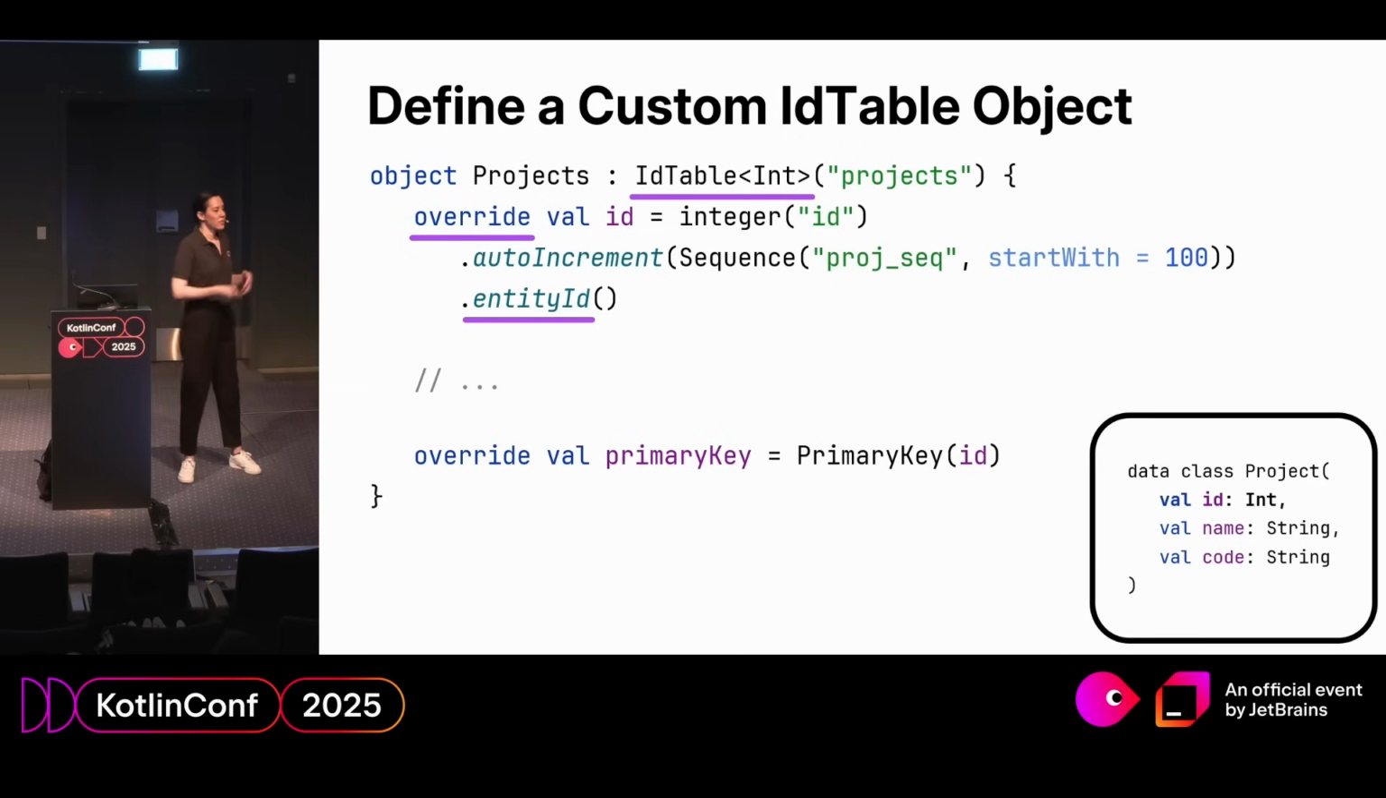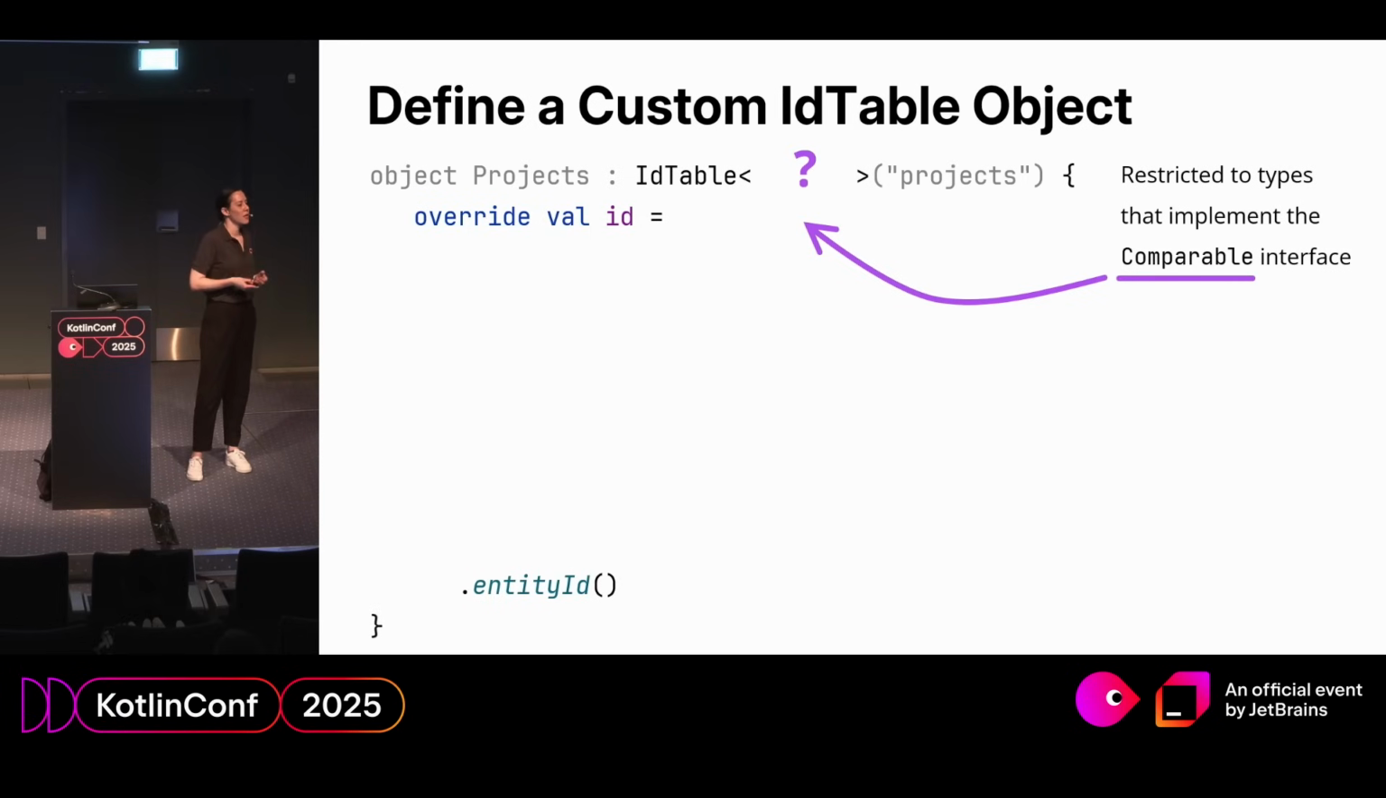Instead, we would need to extend the base ID table directly, pass the type that we want, take the custom column that we're interested in and use it as the override for the ID property, and then tag that column as the entity ID column and give it the right type with entity ID. But here's the thing, if we're able to take this ID table, pass it any type and any column, then feasibly we should be able to do that with any type and any column. But in the past, this was not possible.